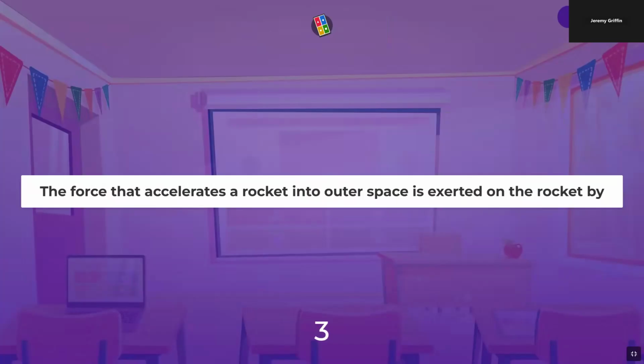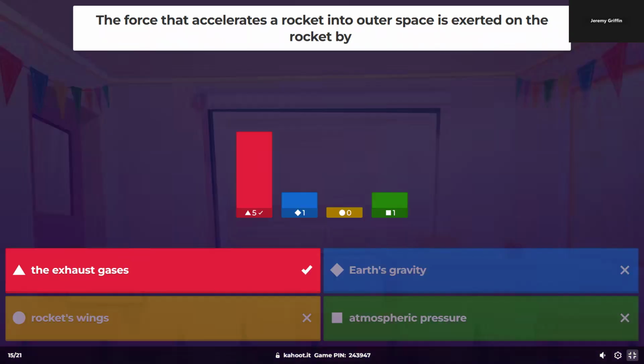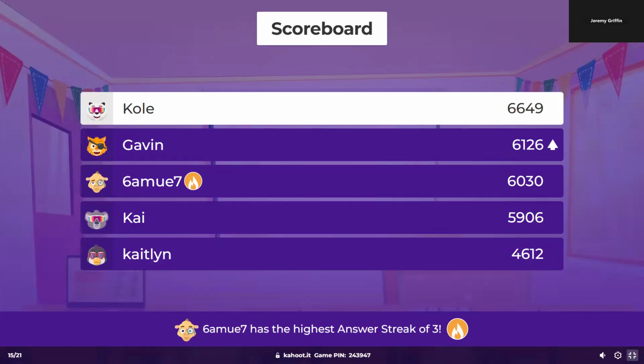The force that accelerates a rocket into outer space is exerted on the rocket by. Yeah, the exhaust gases. Right? So the gases in the rocket are pushing on each other, with equal and opposite forces, equal and opposite impulse, the whole thing. Right? Yeah. All right. Caitlin, Kai, 6-7, Gavin, Cole.